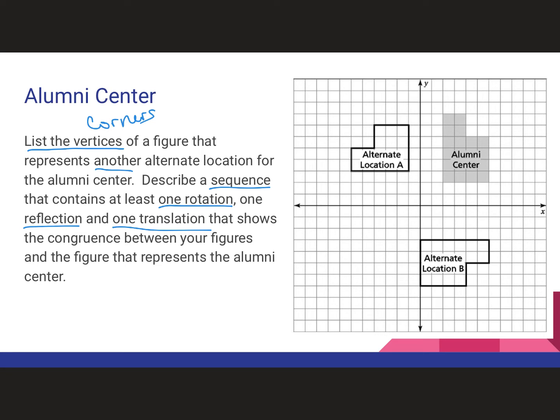So let's think about where these points are right now. So I have this point here. That's the point (2, 2). I have this point here. That's the point (6, 2).